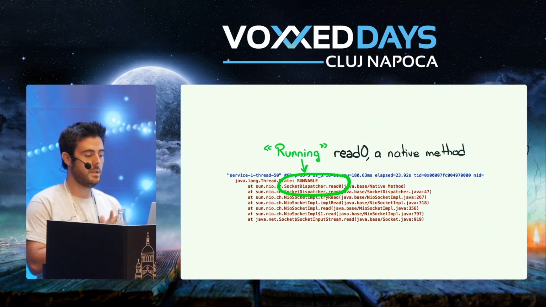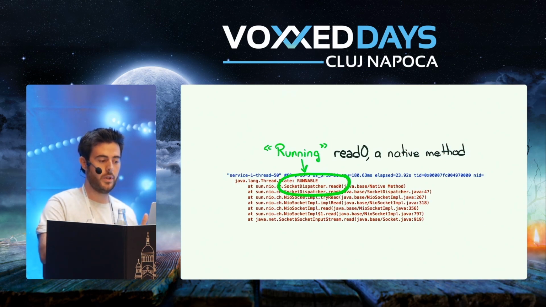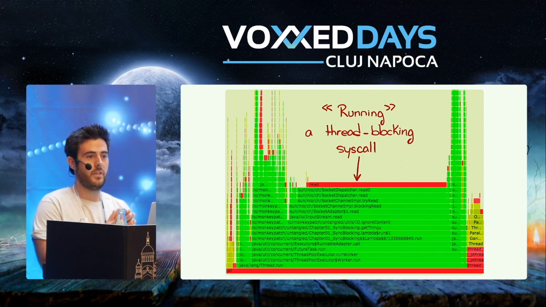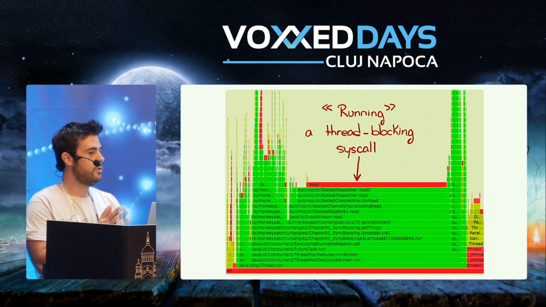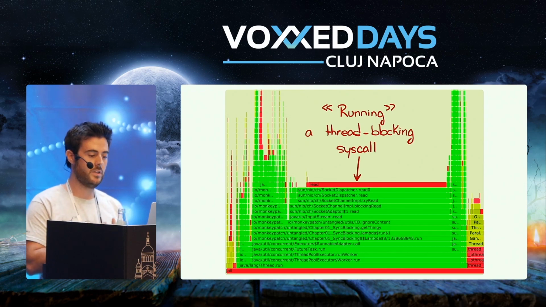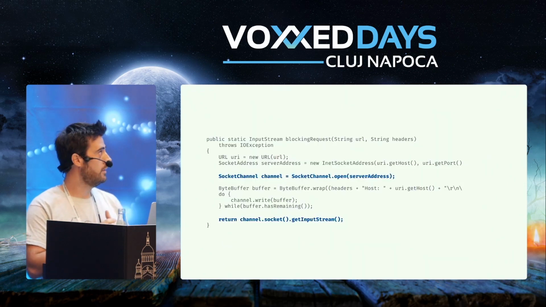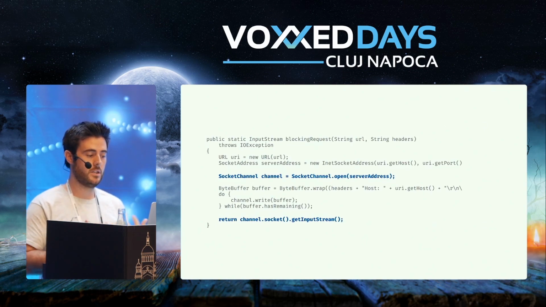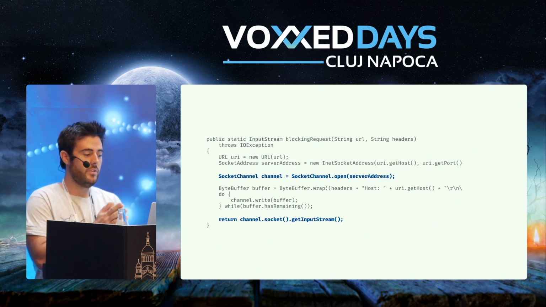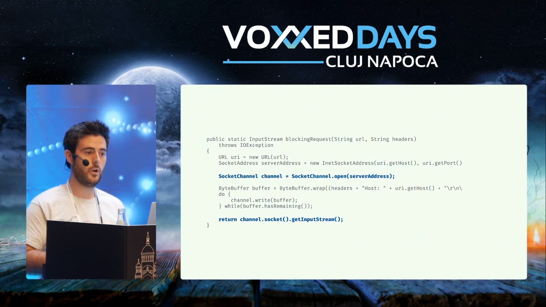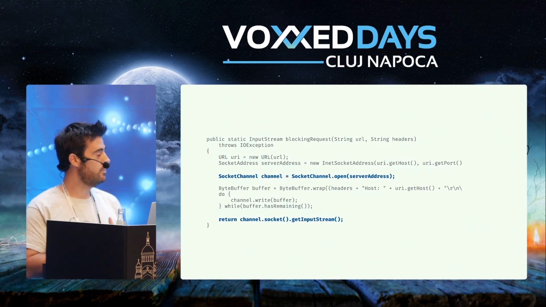The typical thread in this implementation is doing a system dispatcher that is calling a socket dispatcher read0 method, which actually is a system call. And they are not just running those methods, they are actually spending most of their time in it. And if we try to track the origin of this system call inside our source code, we are going to find this implementation of a basic HTTP client. In this implementation, I'm using a socket channel, which by default is opening a socket in blocking mode onto a file descriptor, and then using the input stream API to read content from the socket.